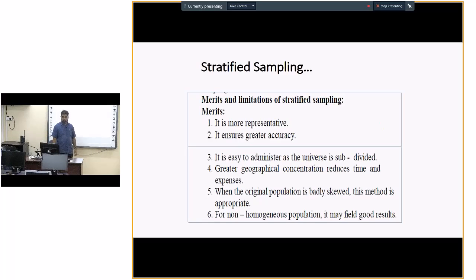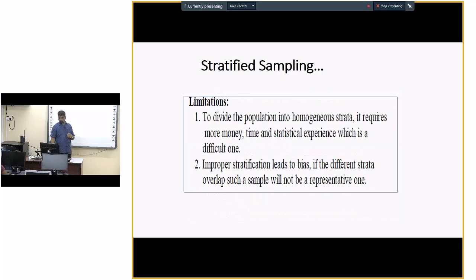Then merits and demerits, right? It is more representative because we can identify different strata, and it ensures greater accuracy. It is easy to administer, and greater geographical concentration reduces time and expenses, right?